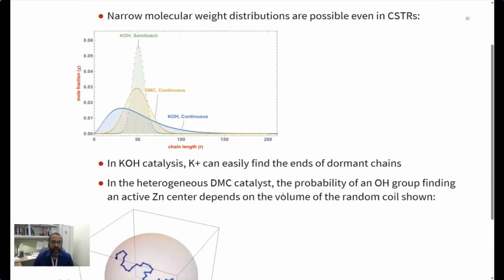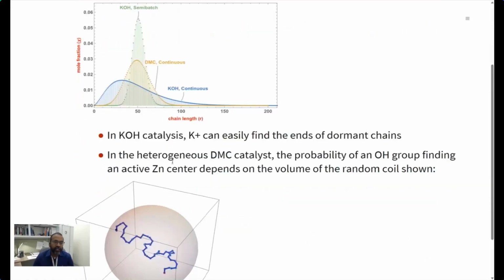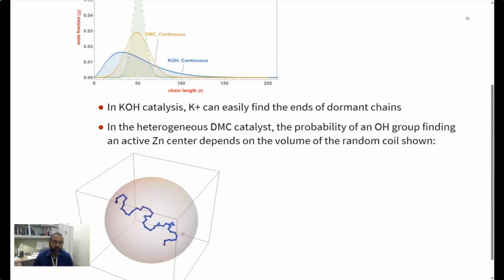And one explanation behind this result is related to the heterogeneous nature of this catalyst. In KOH catalysis, the K plus can easily find the ends of the dominant chain, whereas in DMC catalysis, the chain has to find the catalyst, and the probability of doing that is related to the volume of this random coil of chain that is shown here. And for the chain to find the catalyst, the growing end has to find the surface of this sphere. And the probability of doing that is higher for shorter chains. And that is why we think this catalyst is more selective for shorter chains.